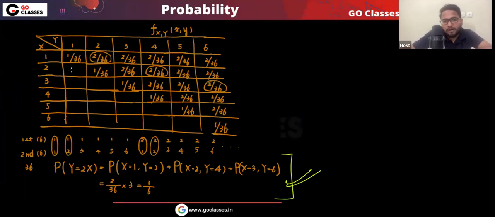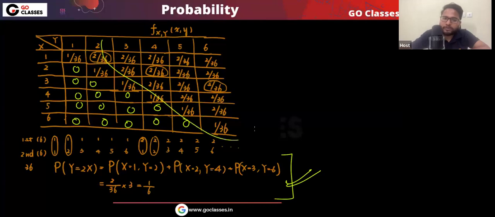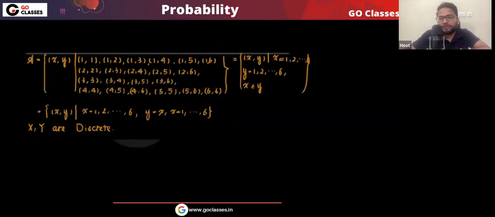Okay. These all are 0. So on the diagonal, they are getting 1 upon 36 if both are equal. Above the diagonal, they are getting 2 by 36. Below the diagonal, this will be just 0. Okay. Have you understood this question? Let me know.